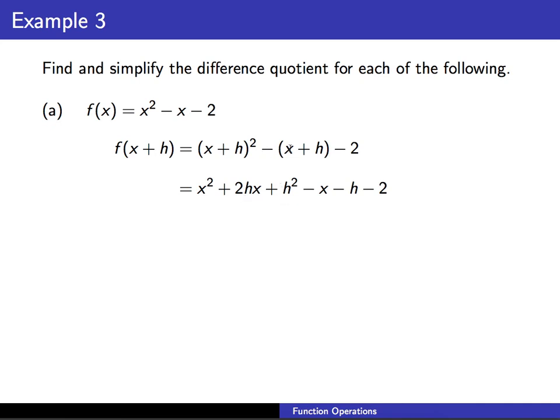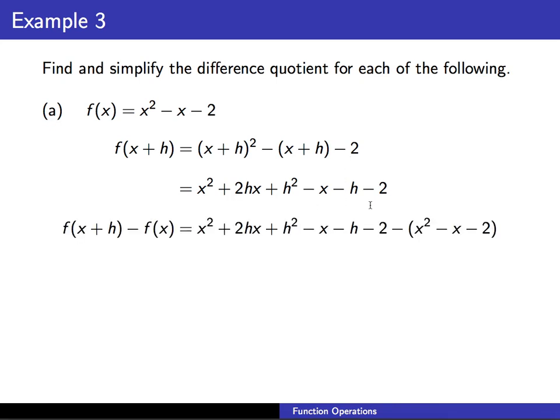Then distribute the negative to the x and the negative to the h. We get minus x minus h, and bring down the minus 2. Second step is we're going to subtract this original function from this result. We don't have any like terms to combine with the result from f of x plus h, so we'll take that f of x plus h result and then subtract the original function. And because we have more than one term in the original function, we have to use parentheses and distribute the negative to each of those three terms.